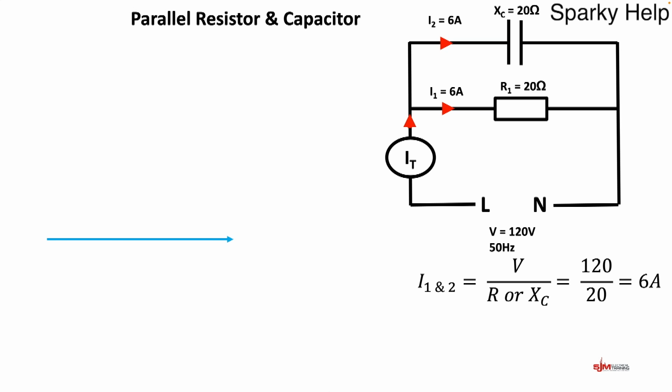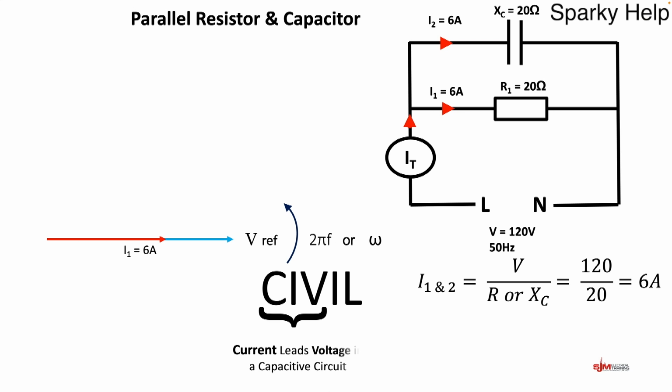So I'm trying to keep it relatively simple. Voltage stays common, so we draw Vref rotating by 2 pi f in an anti-clockwise direction. We can draw the resistive part, which is 6 amps, which is in phase, and we can draw that on there and label it as such. We can use our word CIVIL again, and this time it's a capacitive circuit. I leads V, well, V is our reference, I is in front. How much in front? It's 90 degrees for this particular part because it's the pure component. So 90 degrees up, we can draw our other 6 amps. And this is our 6 amps through I2, which is for the capacitor.